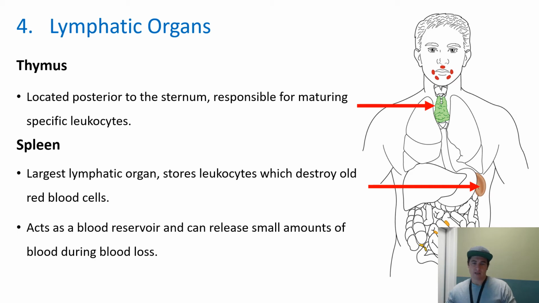Then we have two lymphatic organs that are important to know. Thymus, which is located inferior to your thyroid, which is a little higher.